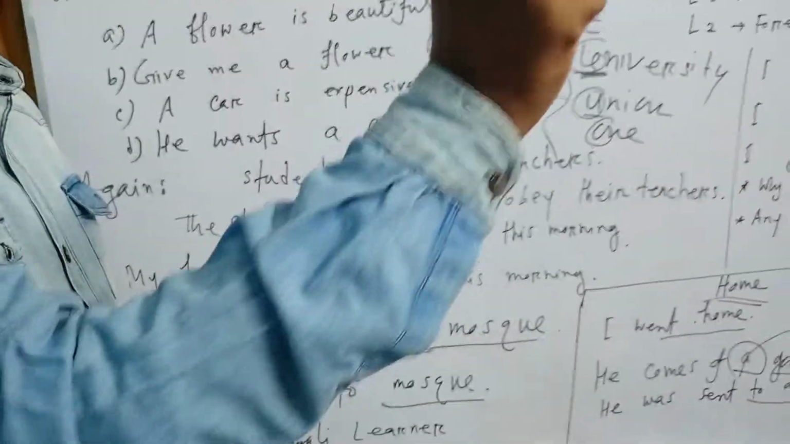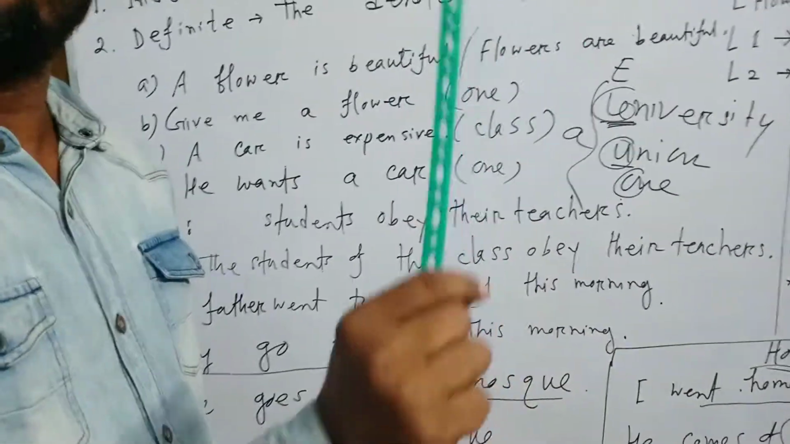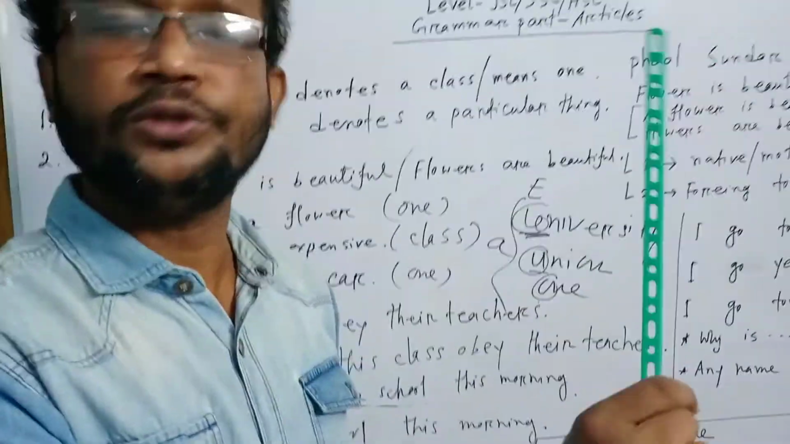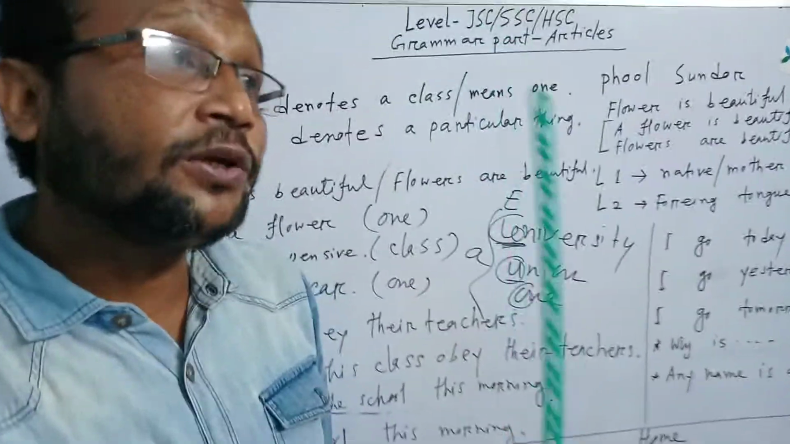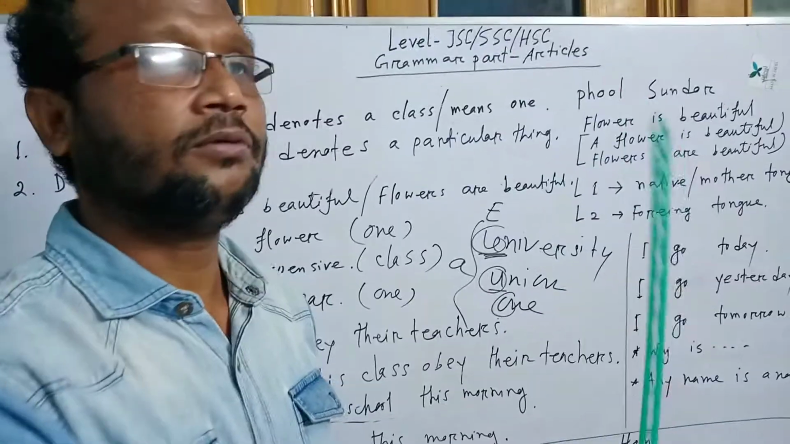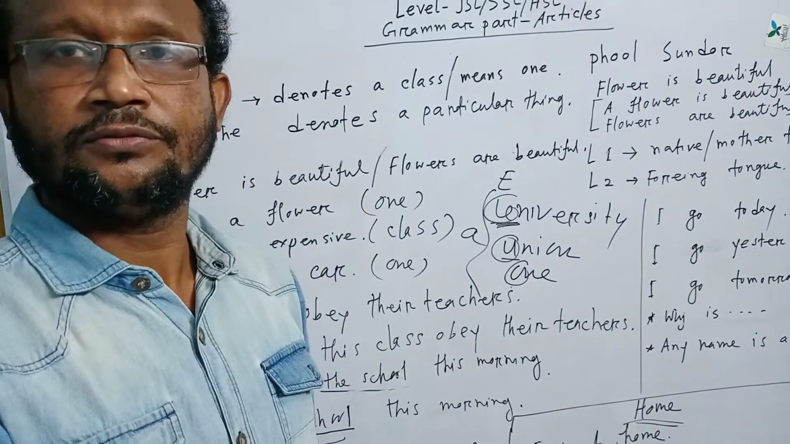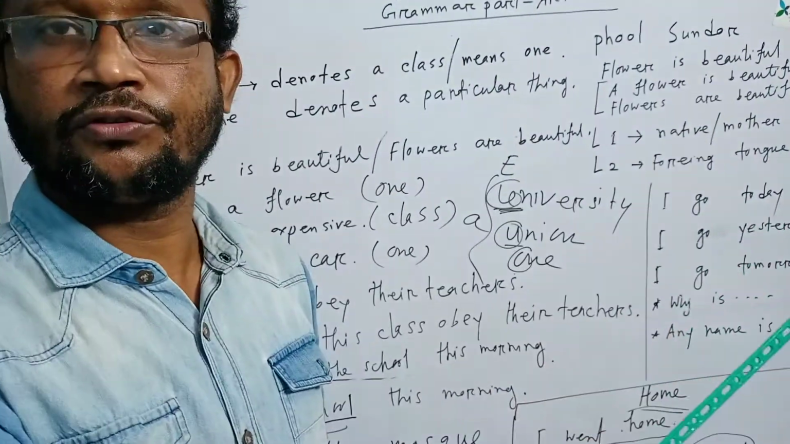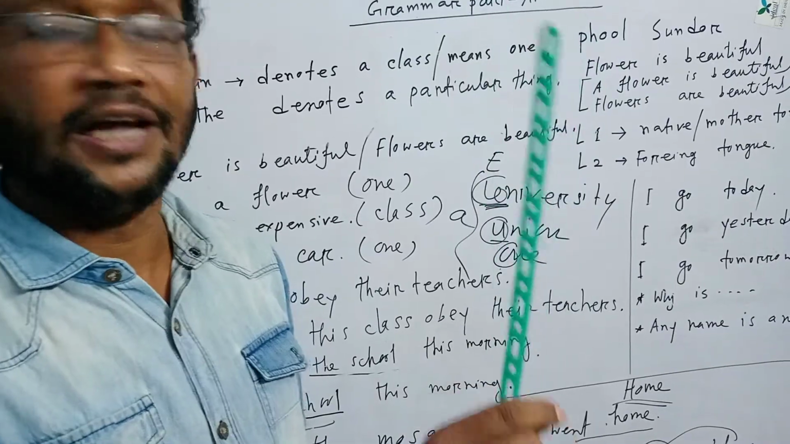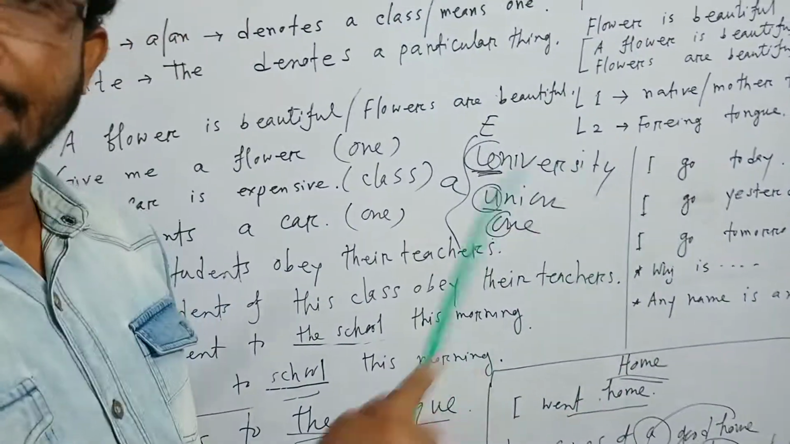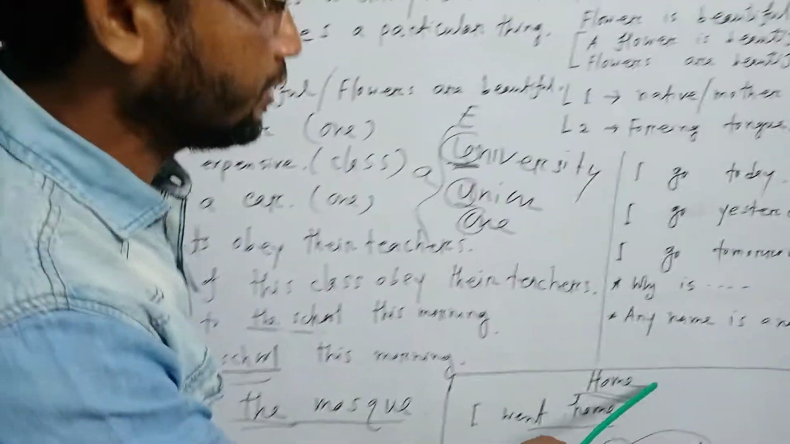If you go to mosque to pray, you don't need to use articles. But if you go to the mosque to visit the mosque, to meet somebody in the mosque, you have to use the article the. Then you see, I will discuss the word home.